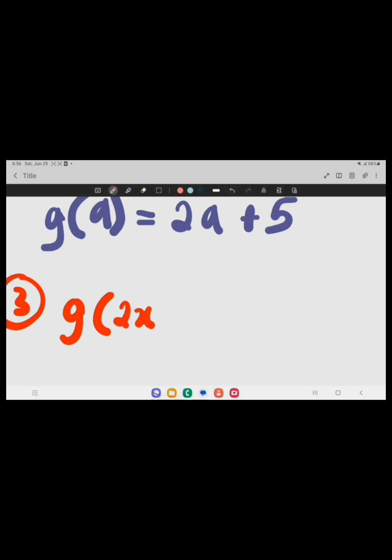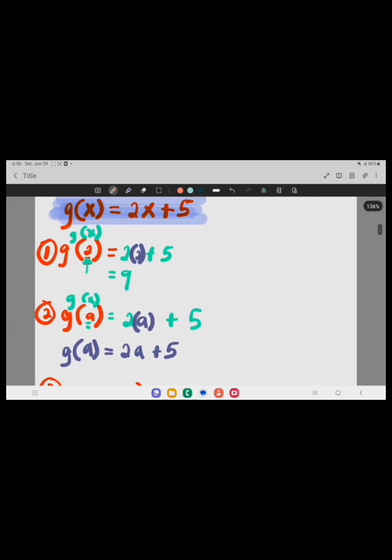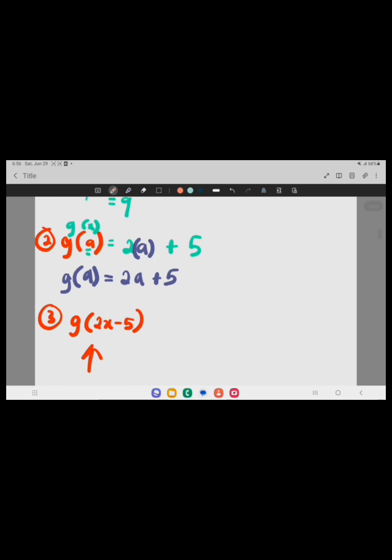G(2x - 5). So complicated, right? From g(x), the question just gives you g(x). This is the question, g(x). Now suddenly they want you to find the equation of this g(2x - 5). So how to find it? Very easy.